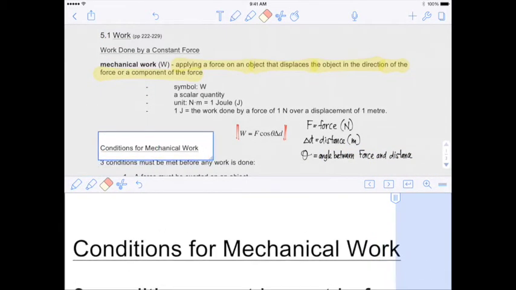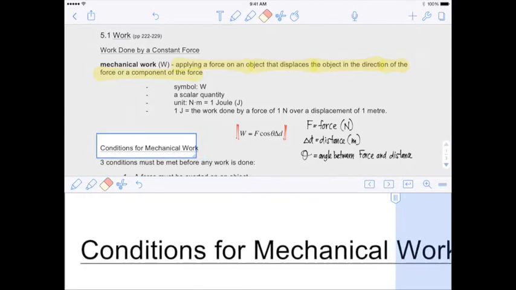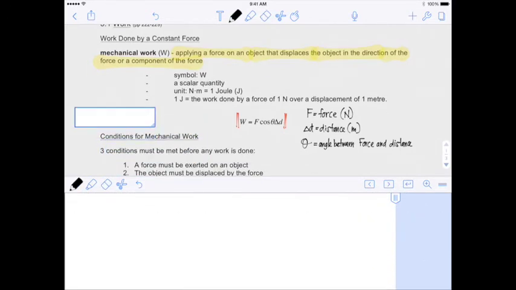So certain activities are classified as mechanical work. In order for work to be done, 3 conditions must be met. The first condition states a force must be exerted on the object. The second condition is the object must be displaced by the force. So imagine pushing on an object like a large table. You can push on that object all day, but if the object is not displaced, then you've done no work. So condition number 2 states that the object must be displaced by the force.